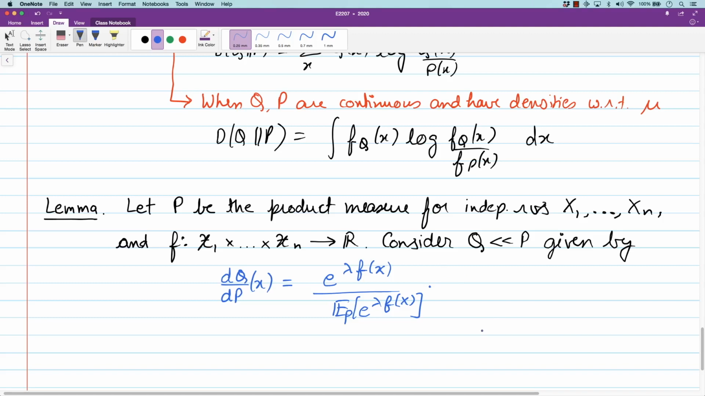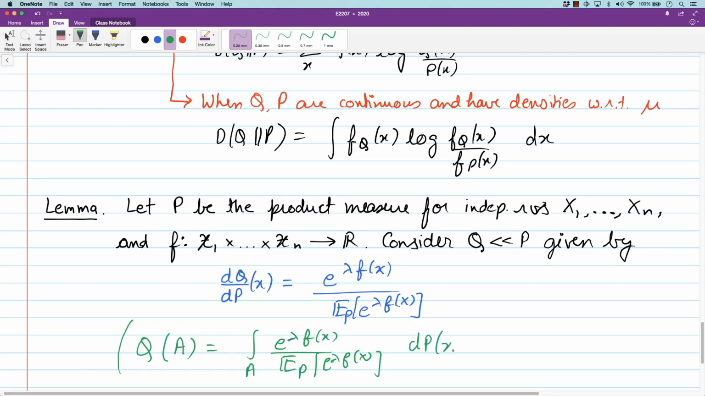And yeah, so suppose this is my measure. So what does this definition mean? It means that if you want to compute the probability of any set A, that's given by the integral of this guy, the expected value under p of e to the power lambda f(x), but you have to tell me which measure you use to integrate, and that measure is p. Okay, so it's the expected value.